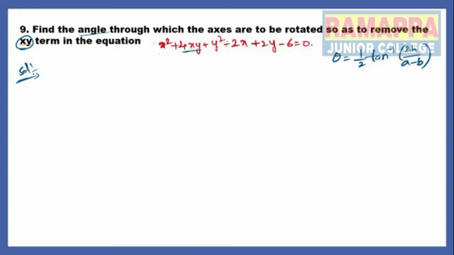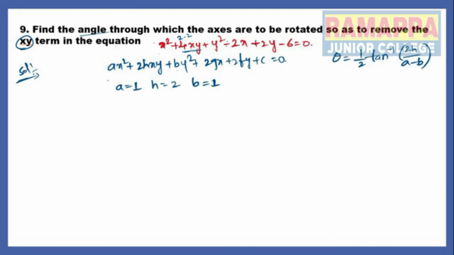So compare this equation with ax square plus 2hxy plus by square plus 2gx plus 2fy plus c is equal to 0. In this, a is equal to 1. Here h is equal to 2 because 2h is 4, the coefficient of xy. And b is equal to 1. In this, 2gx, already 2 is there, so g means minus 1. Plus 2fy means f is equal to plus 1 here. And c is equal to minus 6.